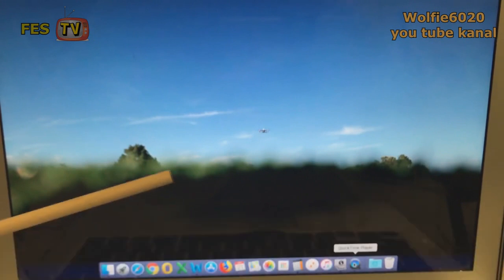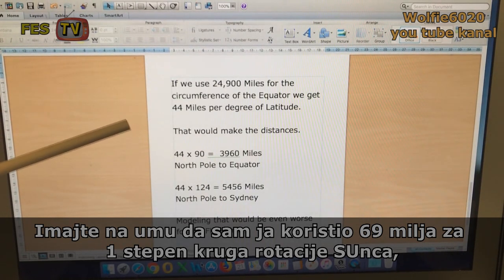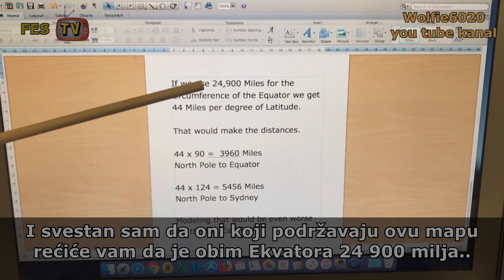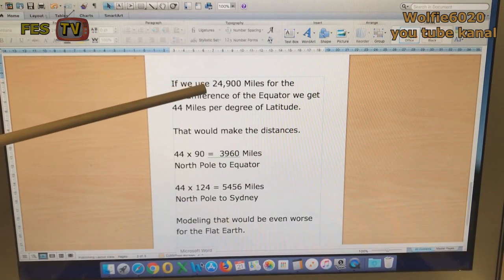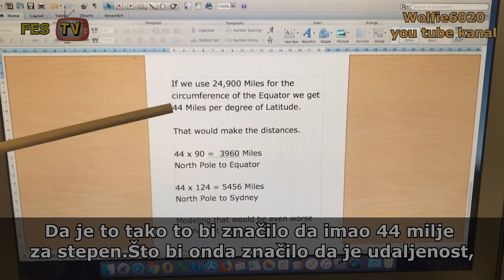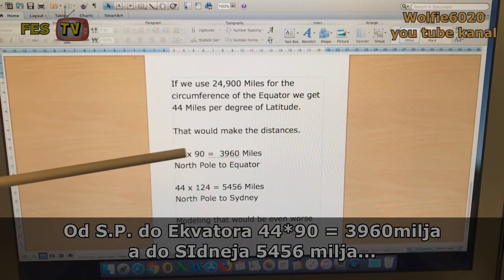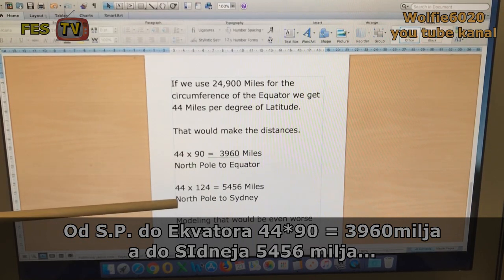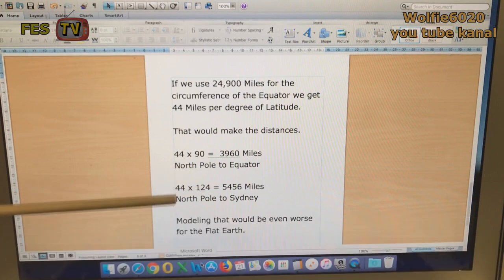Now, I do realise that we used 69 miles as 1 degree of latitude, and I'm aware that some flat earthers who support the AE map will tell you that the circumference of the equator is 24,900 miles. Now, if that is the case on a flat earth, it means we have 44 miles per degree of latitude. That means the distance from the North Pole to the equator is 44 times 90, 3,960 miles. To Sydney, Australia, it's 44 times 124, 5,456 miles, North Pole to Sydney.